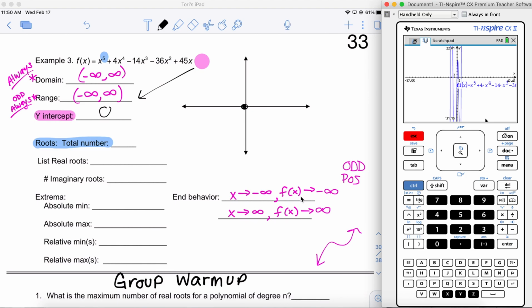I know that my total roots up here is a 5. I don't know if all of those are real or not, but if I look on my graph over here, I should be able to see how many times it crosses. So 1, 2, 3, 4, and 5. If I hover on it, it lights up. So all 5 of those are going to be real roots. I am not going to have any imaginaries, okay? So as we click through that, we are going to want to make sure we list out all 5, okay?